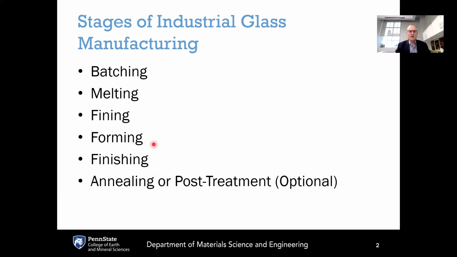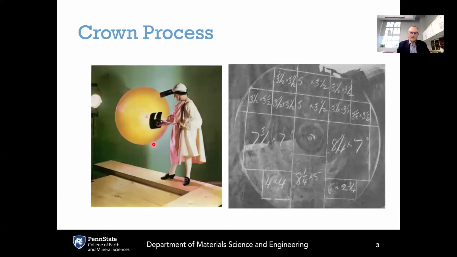as-formed glass. So if we go back to the old days, one of the old methods of forming glass was called the crown process. And with the crown process, a gob of glass would be put at the end of this rod, and then it would spin around. And the centrifugal force would cause the gob to spread out as kind of a disc shape.